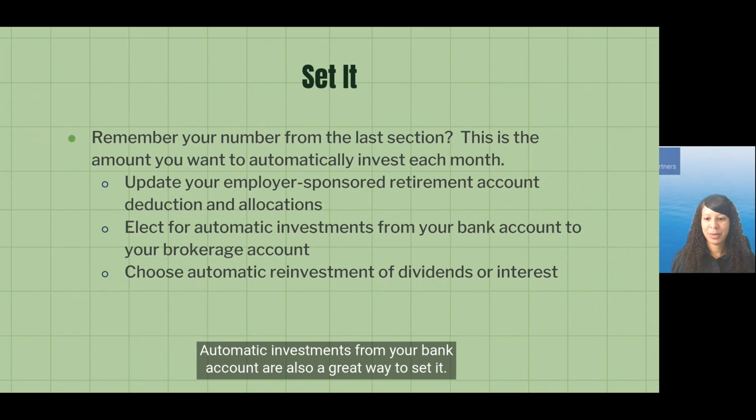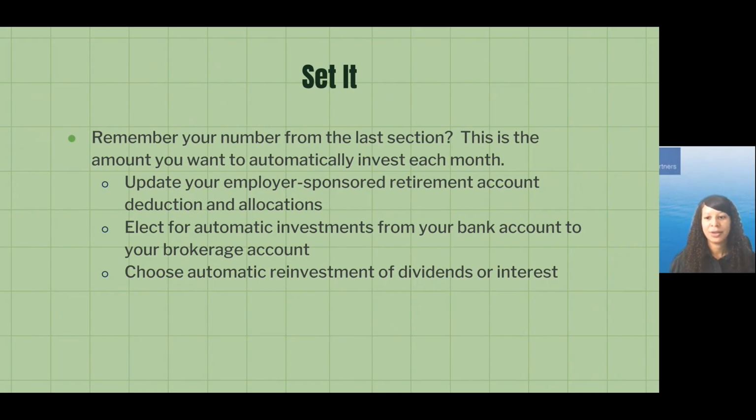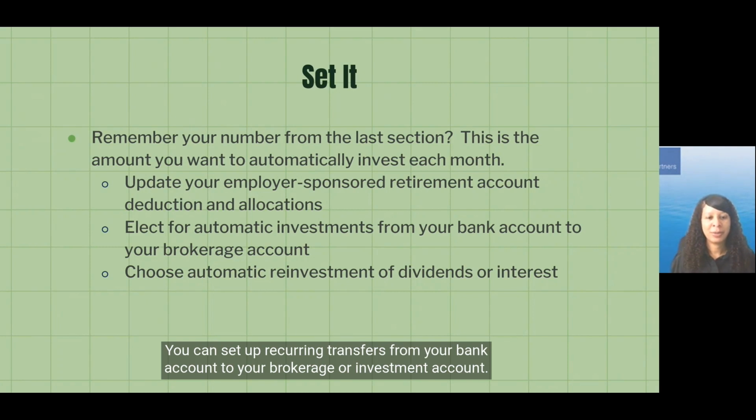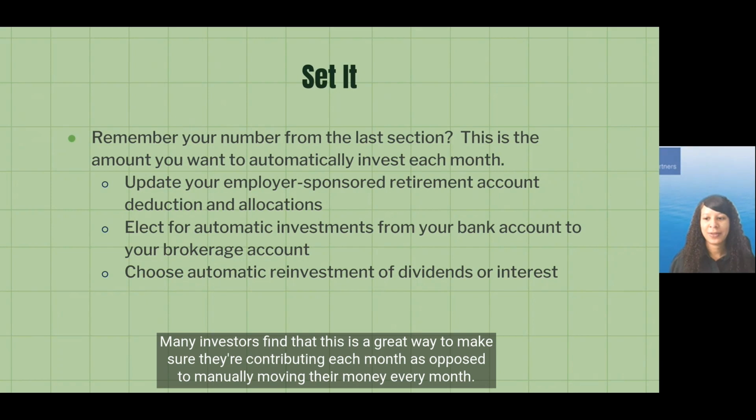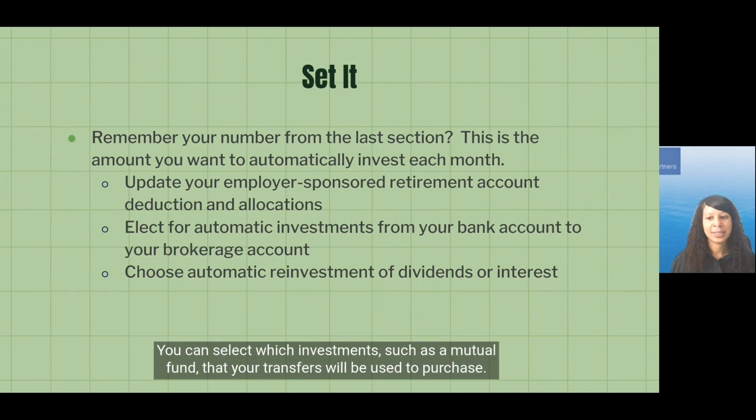Automatic investments from your bank account are also a great way to set it. You can set up recurring transfers from your bank account to your brokerage or investment account. Many investors find that this is a great way to make sure they're contributing each month as opposed to manually moving their money every month. You can select which investments, such as a mutual fund, that your transfers will be used to purchase. The mutual fund would then be purchased at the current market price once that automatic transaction occurs.